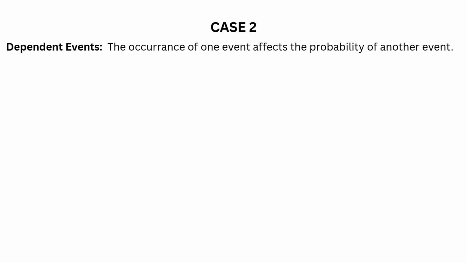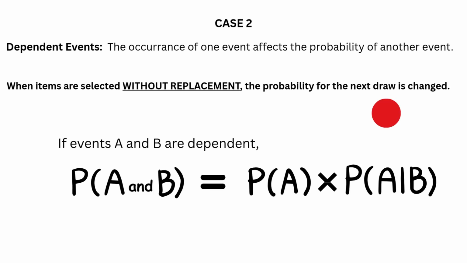Now in case 2, that was an example of dependent events. The occurrence of one event does affect the probability of another event. When items are selected without replacement, so when we took that red bead out and put it on the table, the probability for the next draw was changed. If events A and B are dependent, we can say the probability that event A and event B occur is the probability of event A occurring times the probability B occurs given A already occurred.